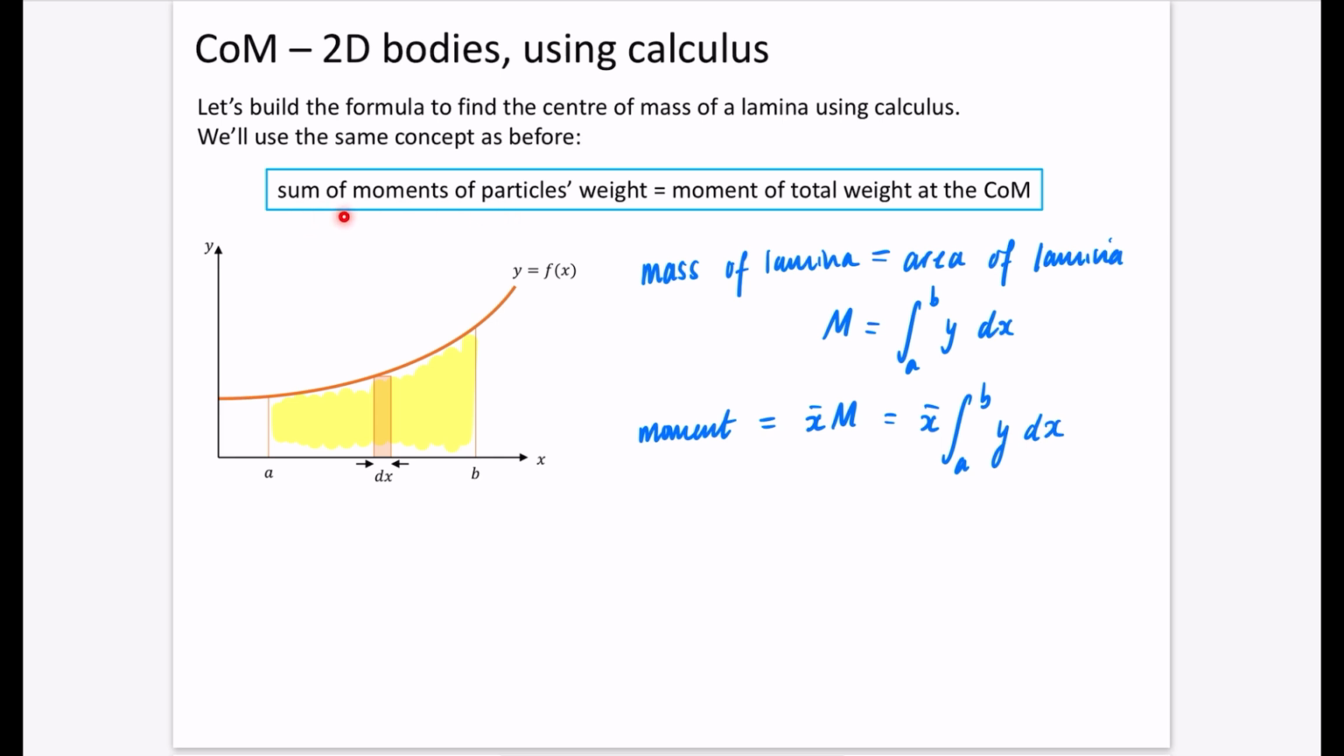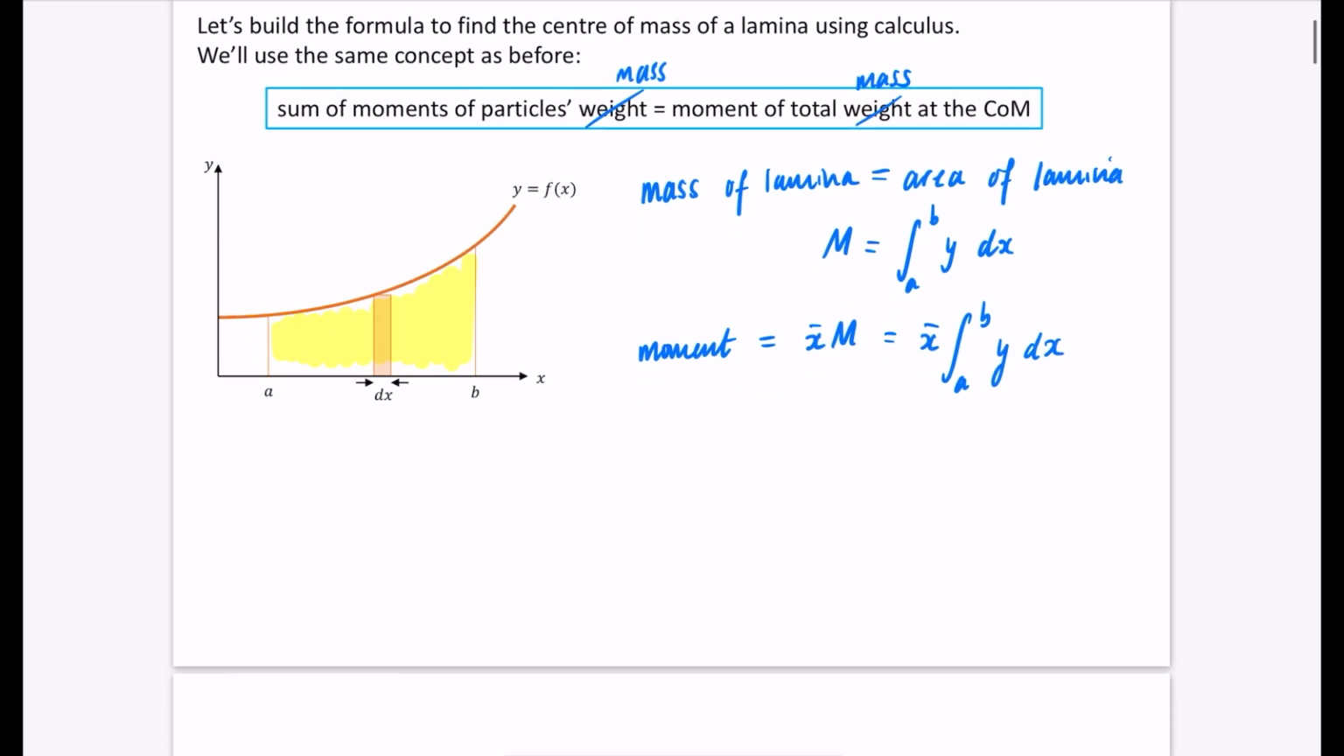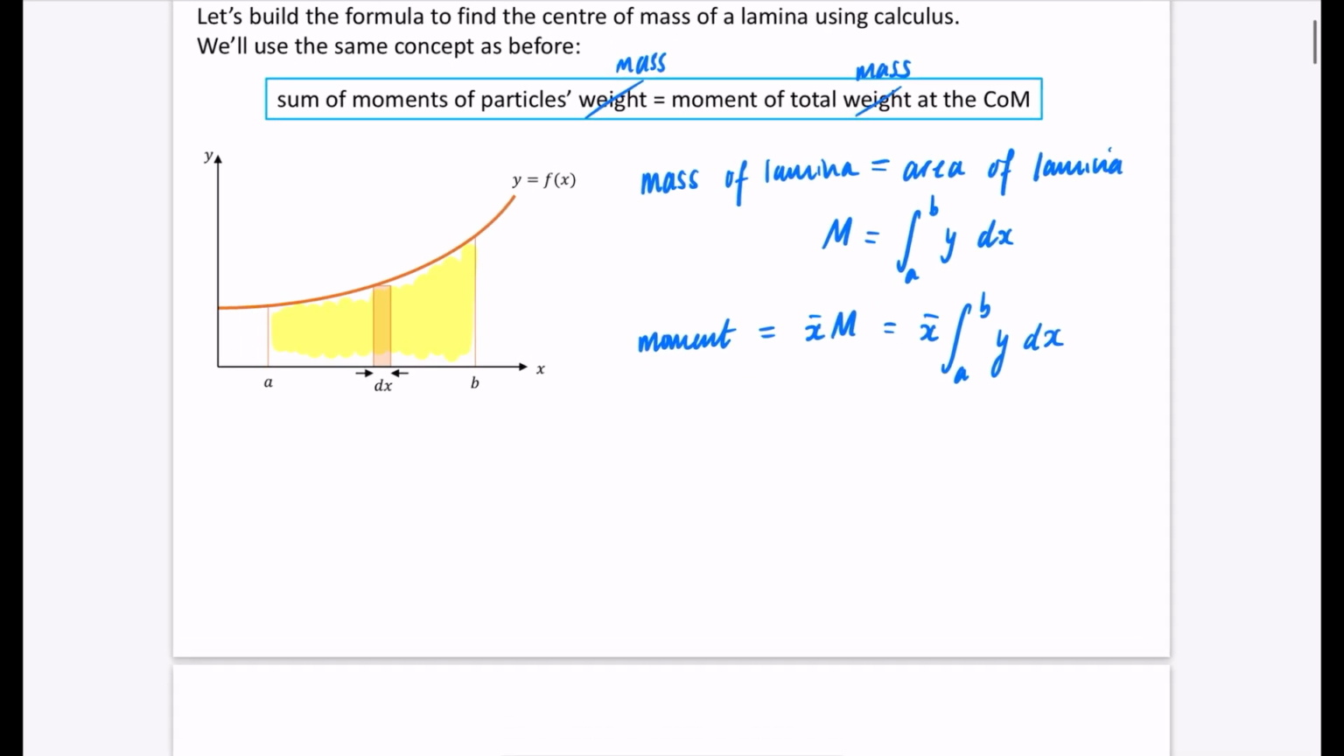Now this is the part where we're finding the sum of the moments of the particles' weight. We might not say weight; we could instead talk about these things as mass or even as area, because we're talking about something in 2D. We're always interested in the mass ratios. It doesn't have to be the weight, because the weight just adds g into all of those bits. So now we're going to have a look at an individual strip.